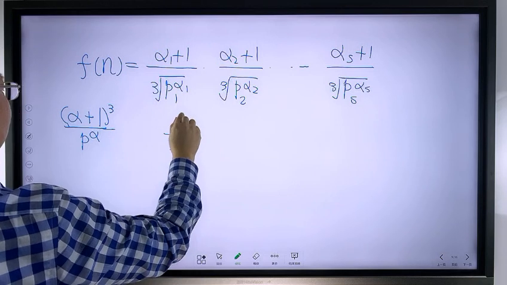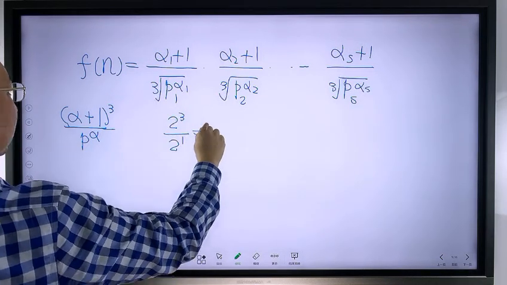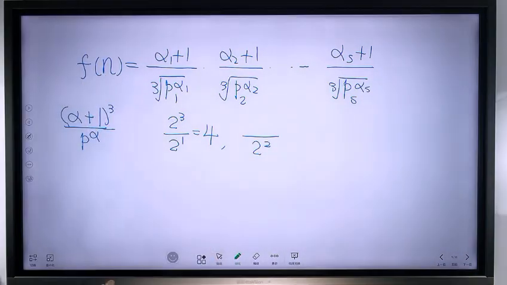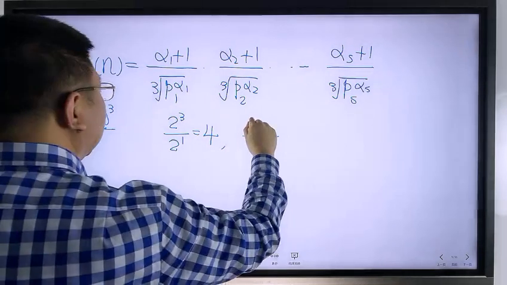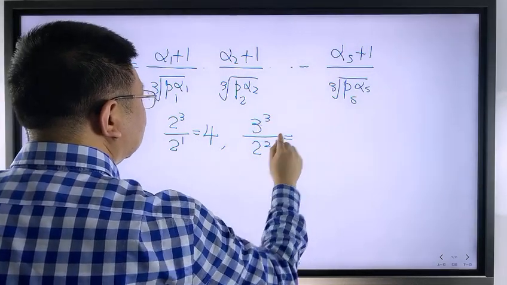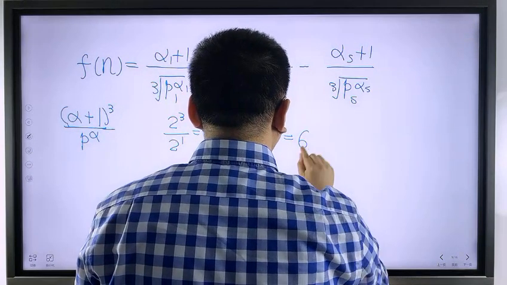So 2 to the power of 1, right? 1. So 2 cubed. So that is 4. That's good. What's next? 2 squared, right? And then 3 cubed. So that's good. That's even better. 27 divided by 4 is 6 point something.